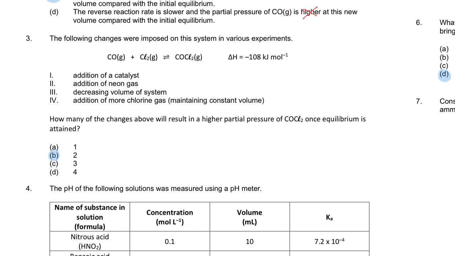Addition of a catalyst. Well, that's going to increase both rates of reaction, but not going to change the overall net position, right? So that one's not going to make a difference. Addition of neon gas, an inert gas, not going to make a difference.